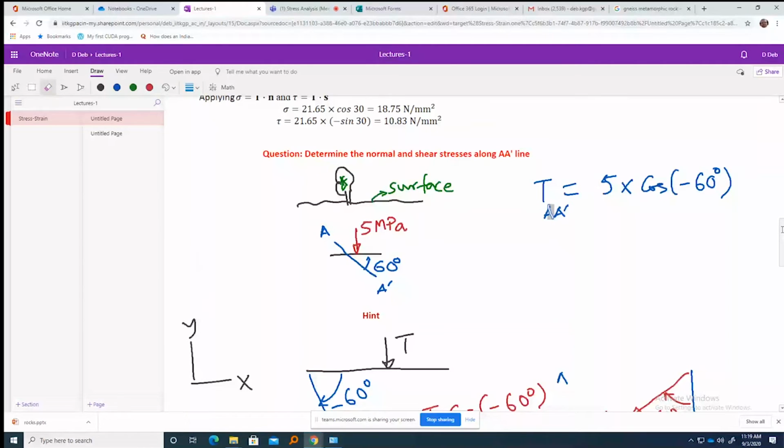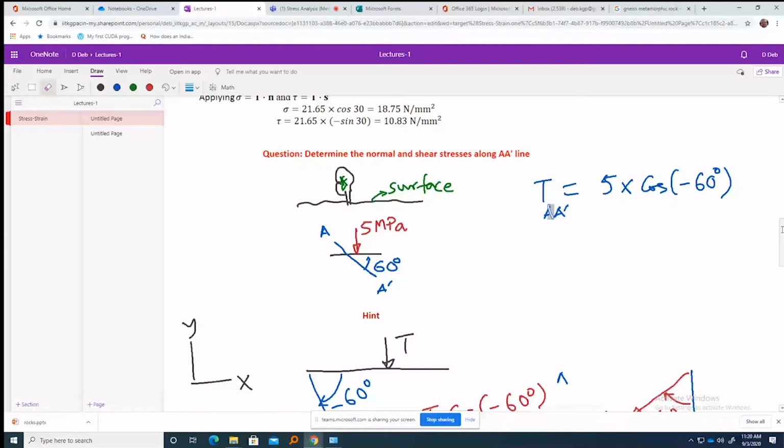Everybody got how it has come? Well, the minus sign, minus 60 degree, we normally take because if any angle is rotating from the horizontal clockwise, we normally take negative value. And if it is counterclockwise, we take positive value. Remember this, okay? Positive angle is when the axis is rotating counterclockwise, and negative angle we take when the axis is rotating clockwise. Okay. So this one will become your traction.